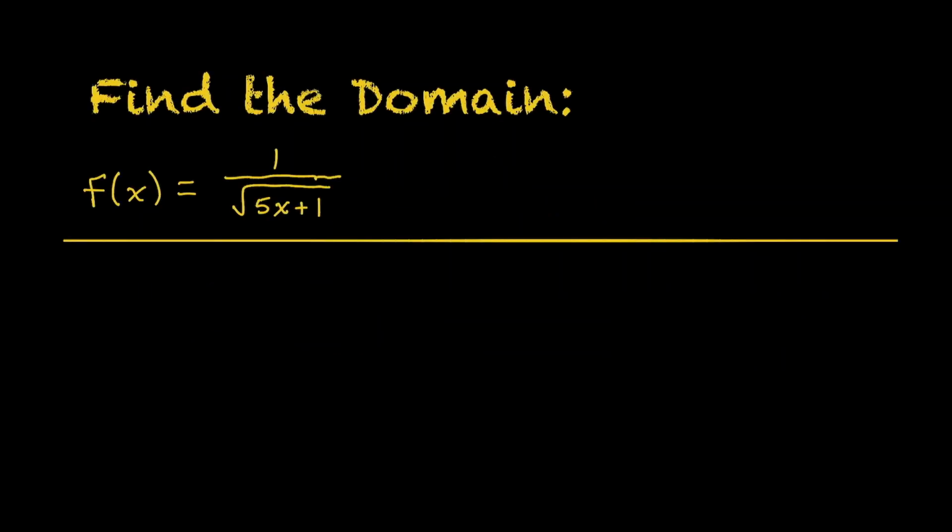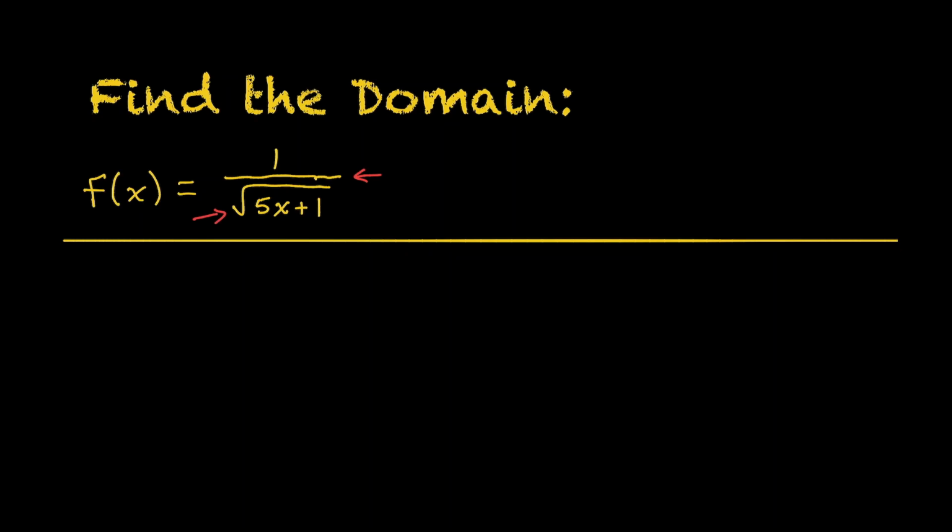All right, and let's look at one more. We have find the domain of f of x is equal to 1 over the square root of 5x plus 1. So again, I see the words find the domain, and I want to think about things I can't do. Well, I see the division bar, so I need to make sure that the stuff underneath the division bar is not equal to 0. And then I also see this root, so I need to make sure that the stuff underneath the root is not negative.